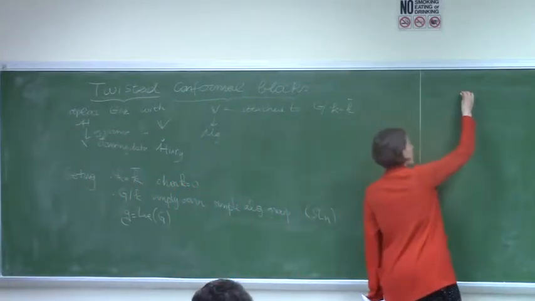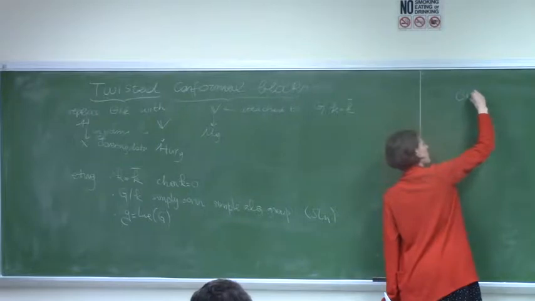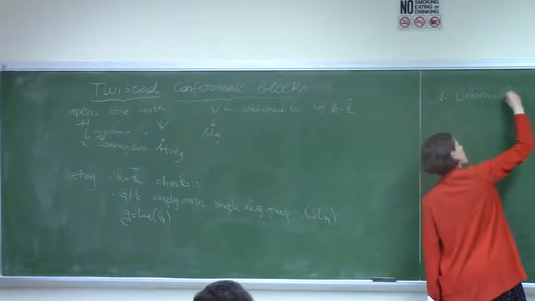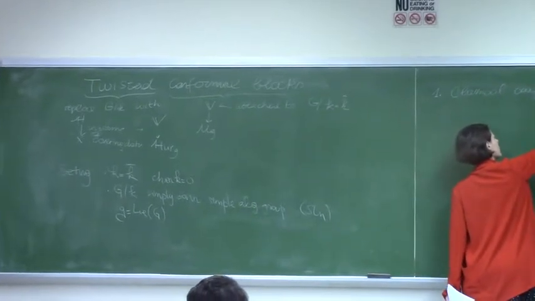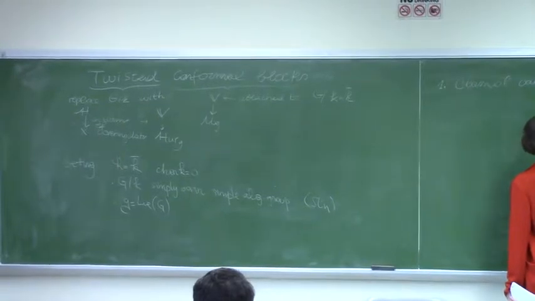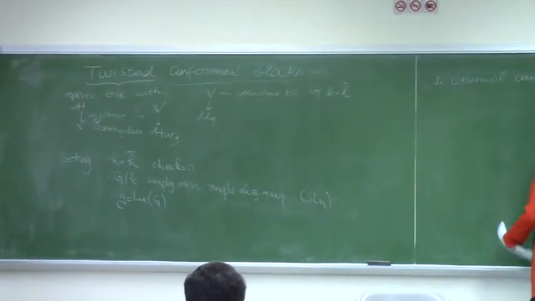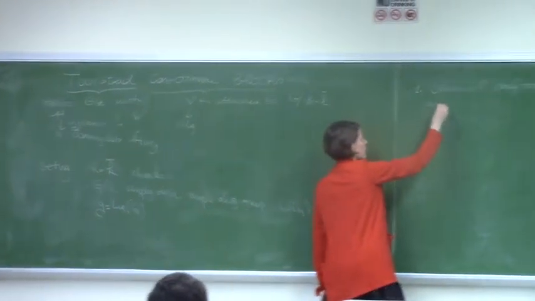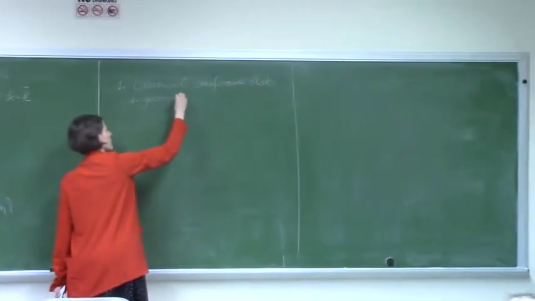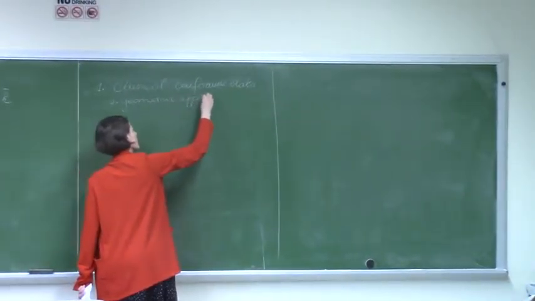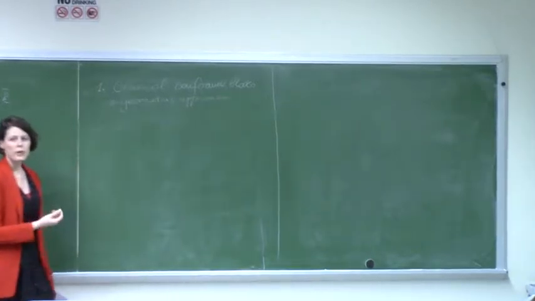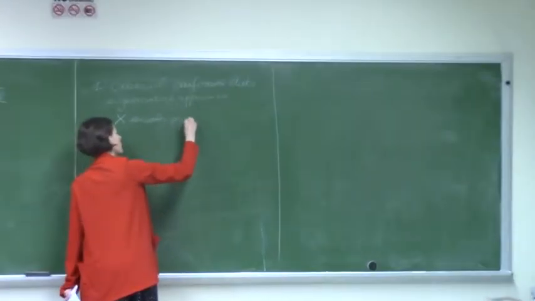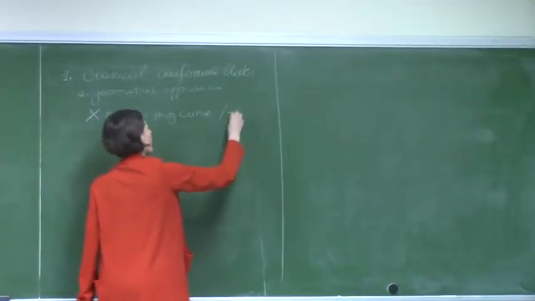So let me explain how to introduce classical conformal blocks. This can be introduced in different ways, and I will explain both ways. So the first one is a geometric approach. So if we fix a smooth and projective curve, of course.